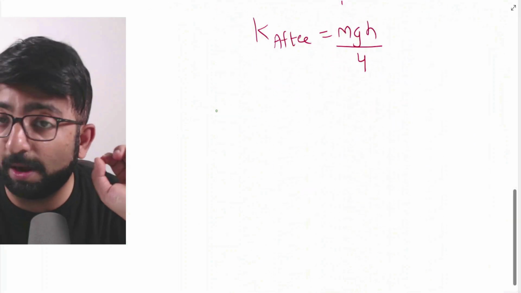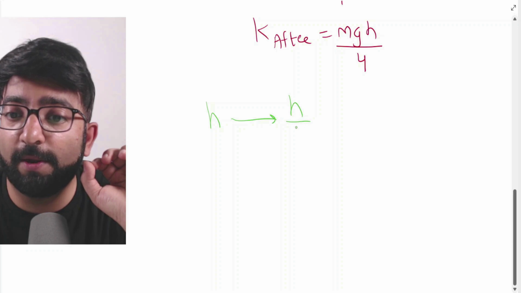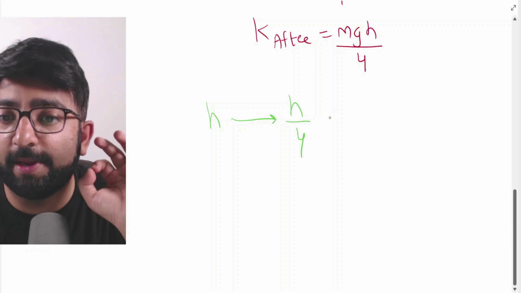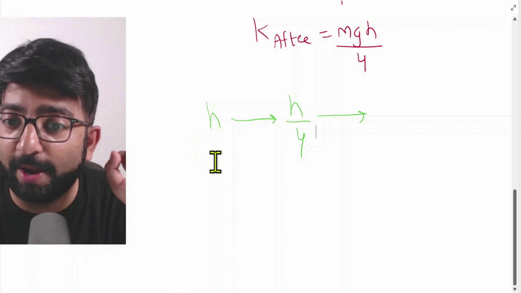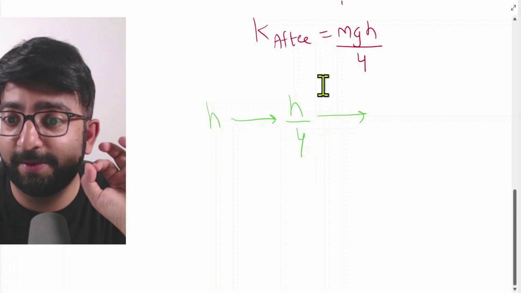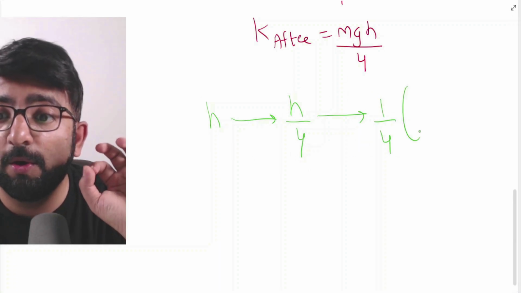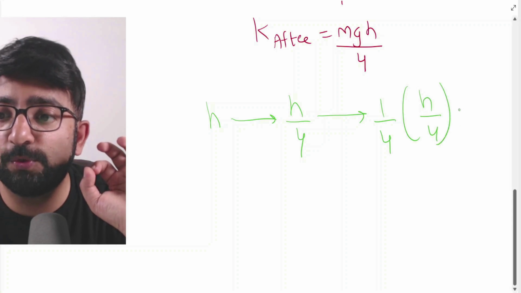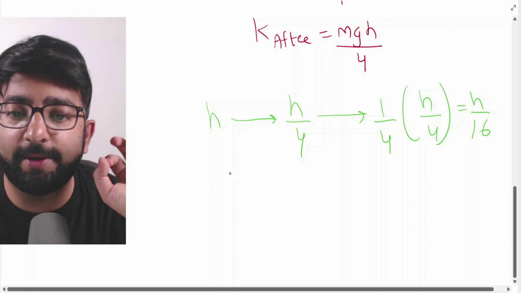So let us now summarize. Initially the height was h, and after the first bounce it went to h by 4. Now we can generalize from h by 4 what will happen after the second bounce. If you analyze this, after the first bounce, 1/4 of the height was left. Similarly here, after the second bounce, 1/4 of h by 4 will remain, which means h upon 16. So just to elaborate, let me draw a diagram.